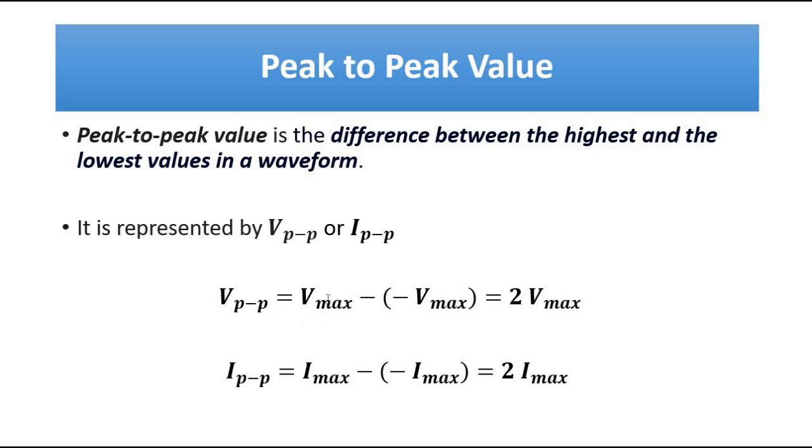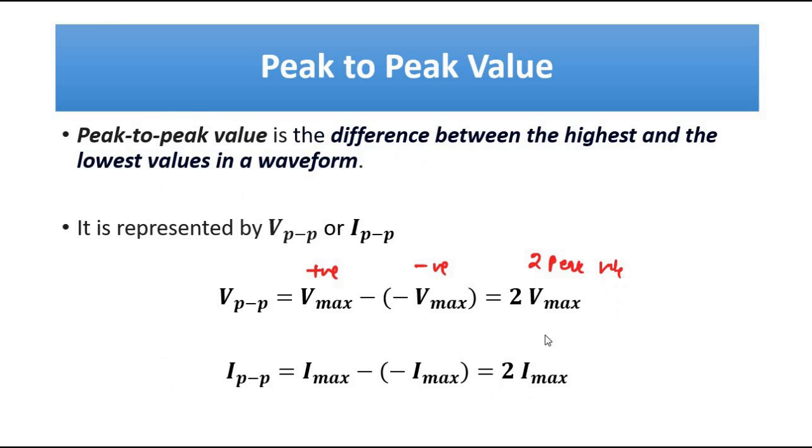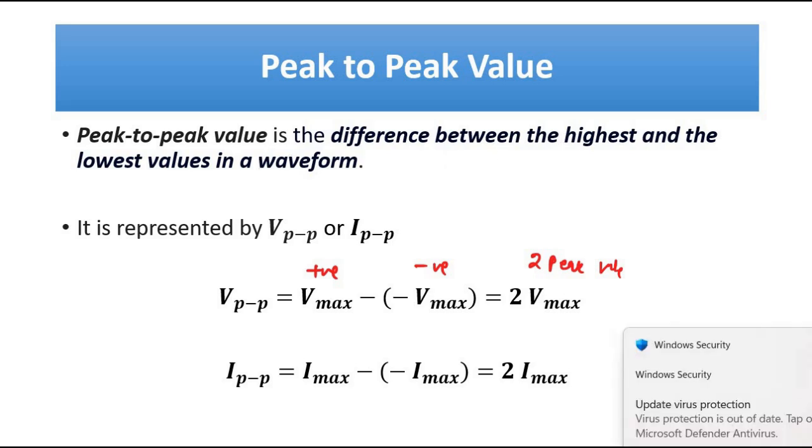The voltage peak to peak value is the positive peak minus the negative peak. So minus minus becomes plus, and it becomes 2 times the peak value. Same for current, 2 times the peak value, in terms of magnitude. So this side gets added, and it becomes twice the peak value, both for voltage and current. It is the difference between the positive peak and the negative peak, the highest and the lowest values of the waveform.